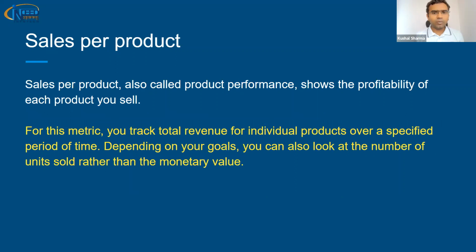Next is sales per product. You can go per product, per subcategory, or per category. I will show you this practically.